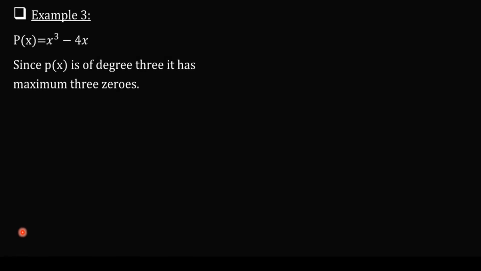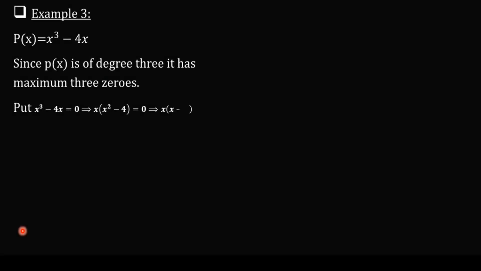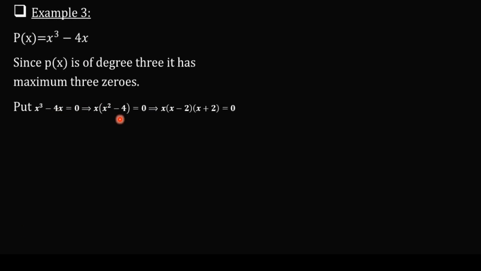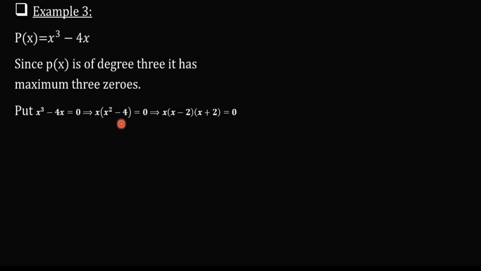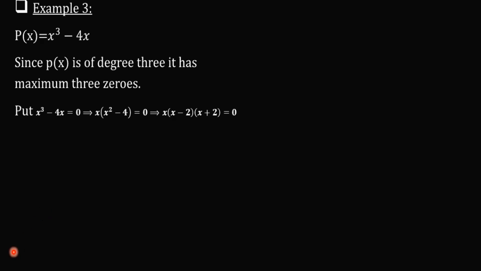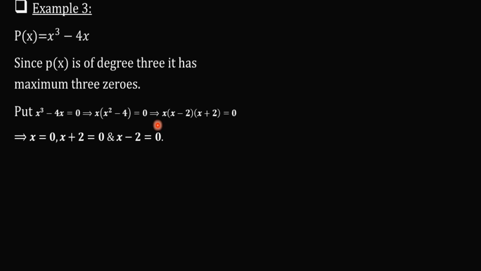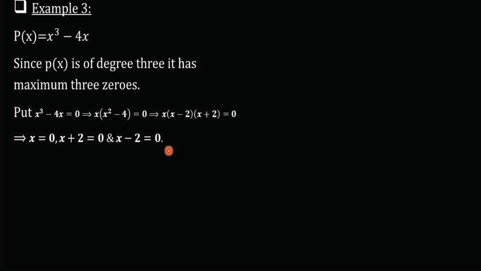So in order to find the zeros, at first take x cube minus 4x equal to 0. Next, on taking x outside, we will get x into x square minus 4 equal to 0, which implies x equal to 0 and x square minus 4 equal to 0. For x square minus 4 equal to 0, we can write x plus 2 into x minus 2 equal to 0. That is, x square minus 4 is x plus 2 into x minus 2, which implies x equal to 0, x plus 2 equal to 0 and x minus 2 equal to 0.